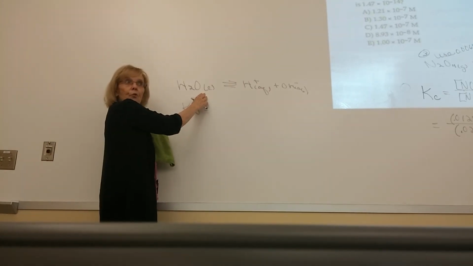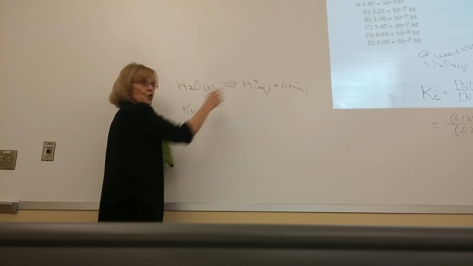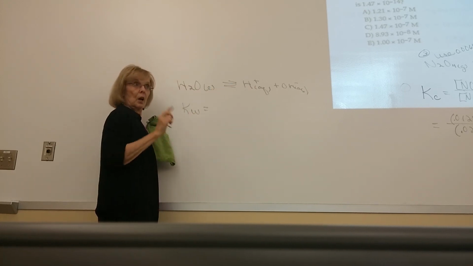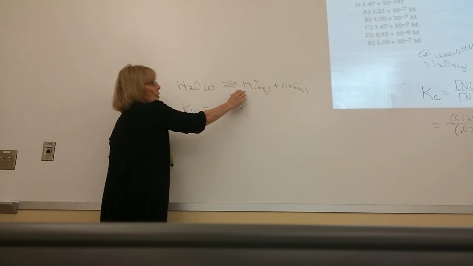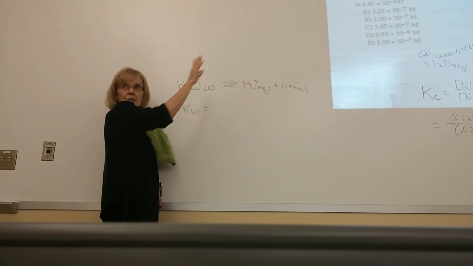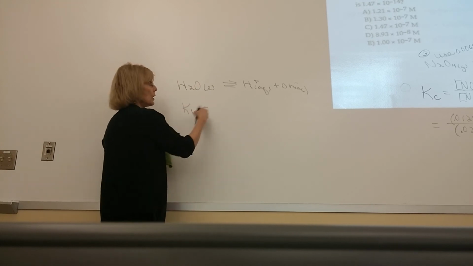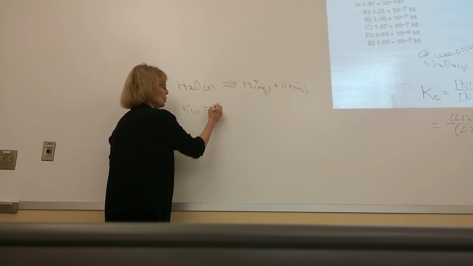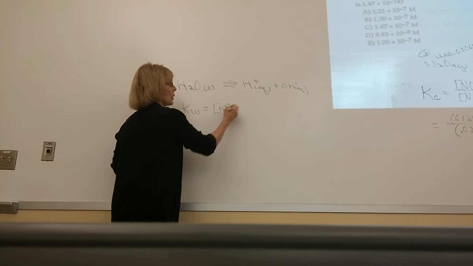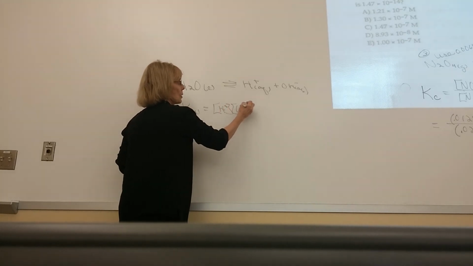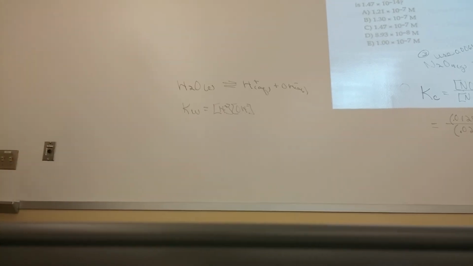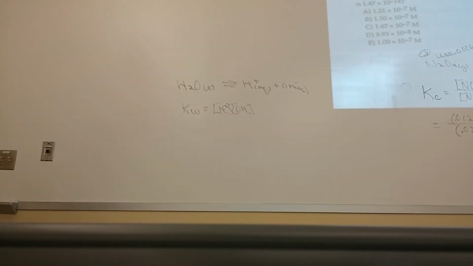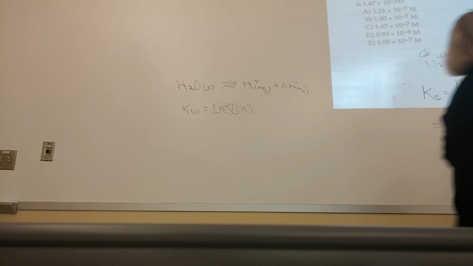Here's our equation for the auto ionization of water. You get a hydrogen ion and a hydroxide. Or if you want to be more exact, you could say it's two waters and you get the hydronium and the hydroxide, but this is the shorthand version. Okay, Kw is equal to this. Why do I leave the water out? It's a pure liquid. We always leave pure liquids out of these.